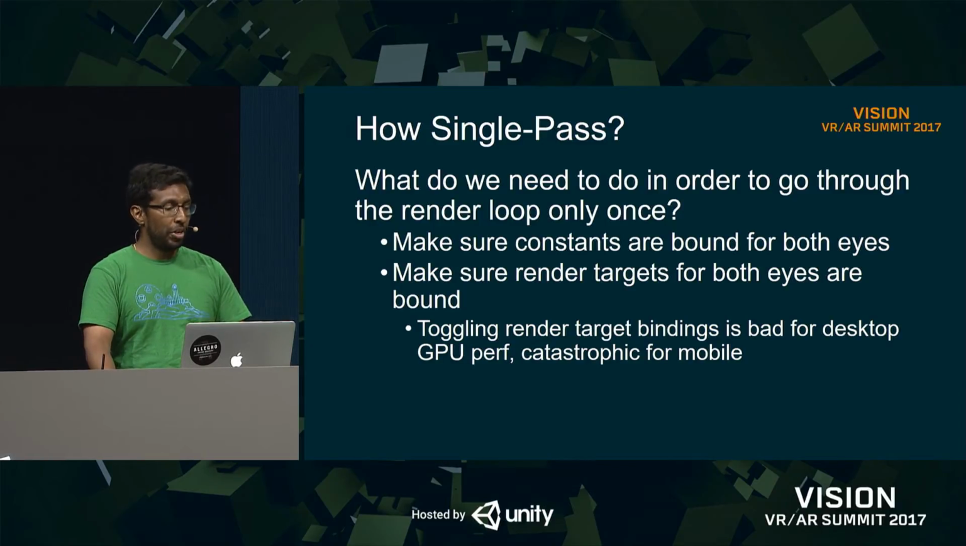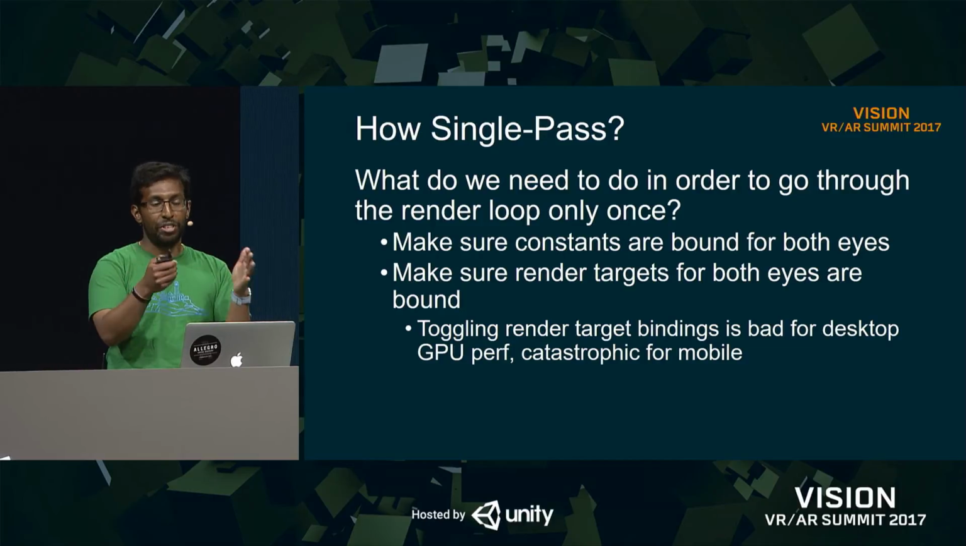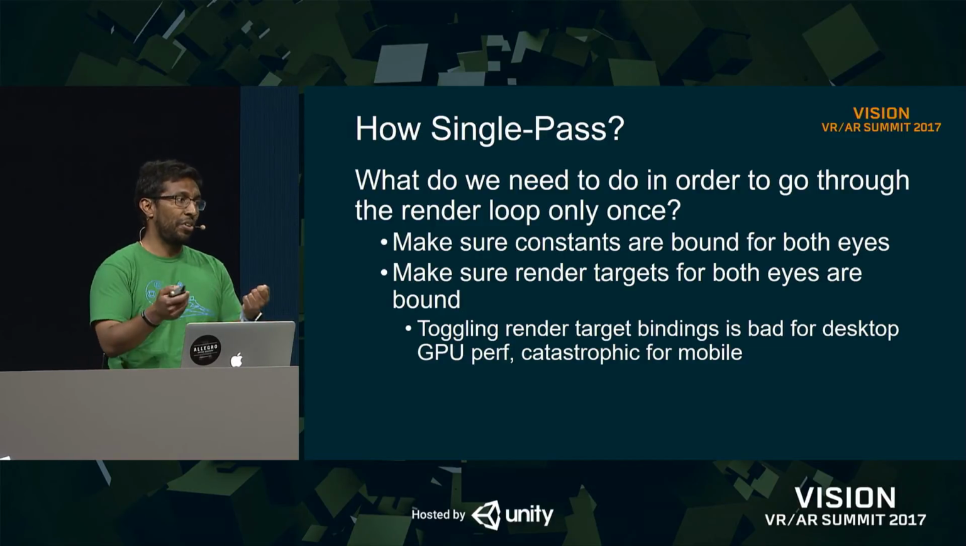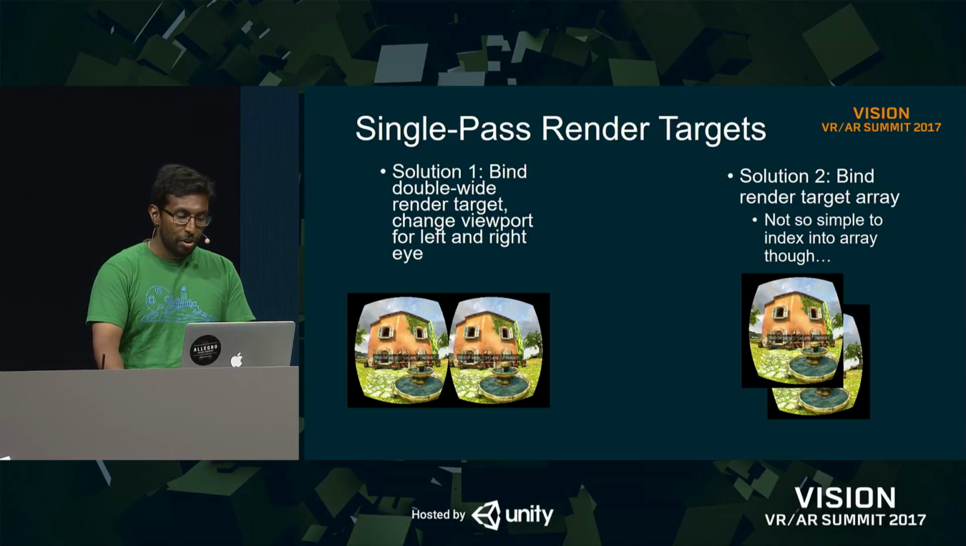We also need to make sure the render targets are bound for both eyes. Toggling render targets is a really bad idea for desktop GPU perf, and it's catastrophic for mobile. If you know how a tile-based deferred render GPU works, it'll serialize all the work by constantly toggling render targets. You don't want to do that. You can't do that. So we have two solutions.